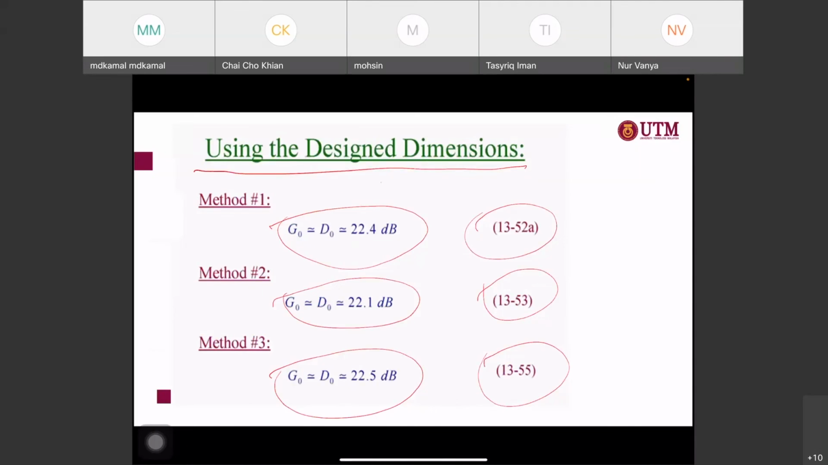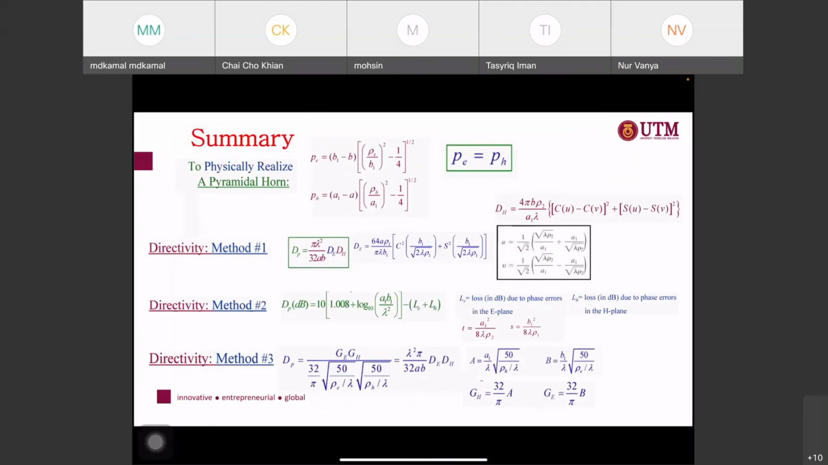Okay, so now after that, as a summary here, to physically realize a pyramidal horn, the value of your PE must be equal to PH. So this is the most important, where B1 is the aperture size, B is the aperture dimension of the waveguide, and rho E is the value for the E plane, and all this value you can find.